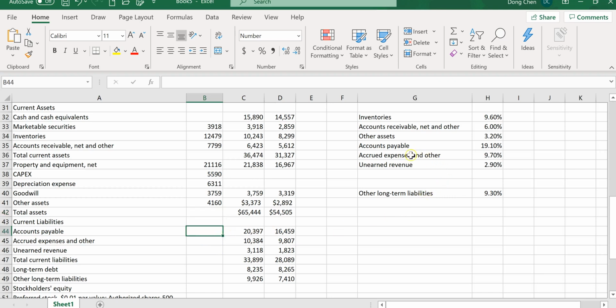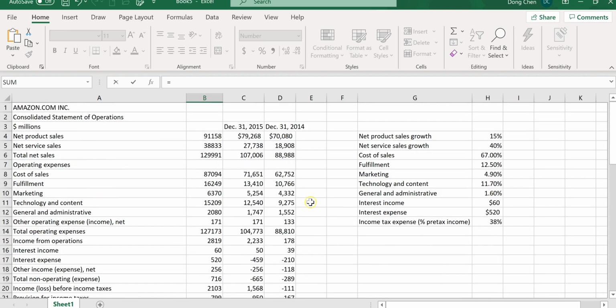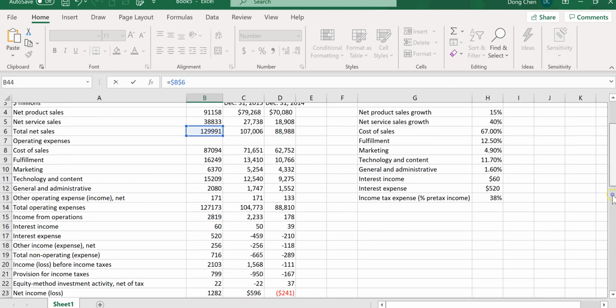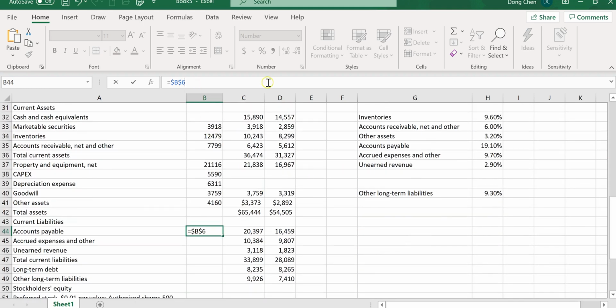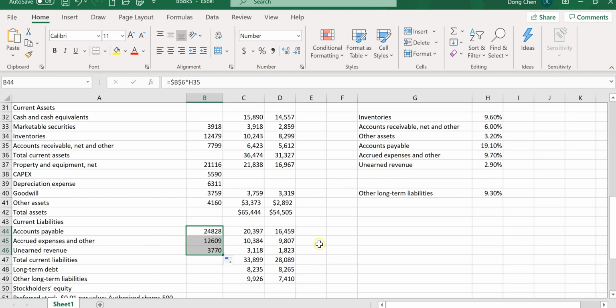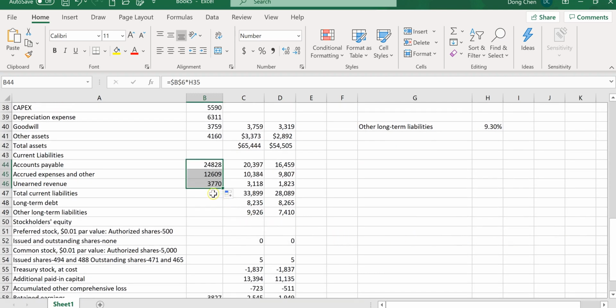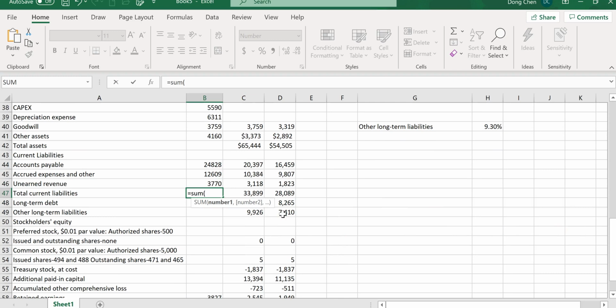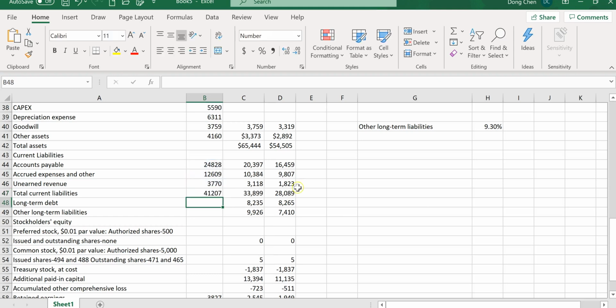Accounts payable, you can see that this is a fraction of sales again. So here I want to fix the total net sales again, because the following 3 items will all be based on this total net sales. So times this accounts payable, and then I pull the formula down to unearned revenue. You can see the order here matches the order here, and that's what I want. Then the total current liabilities, I can just sum up these 3 items: accounts payable, accrued expenses, and unearned revenue.